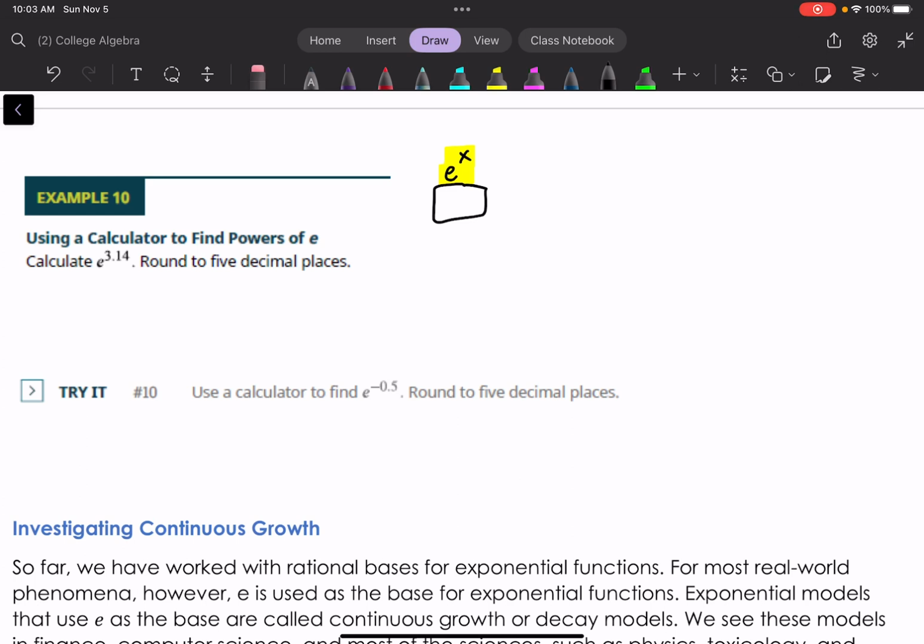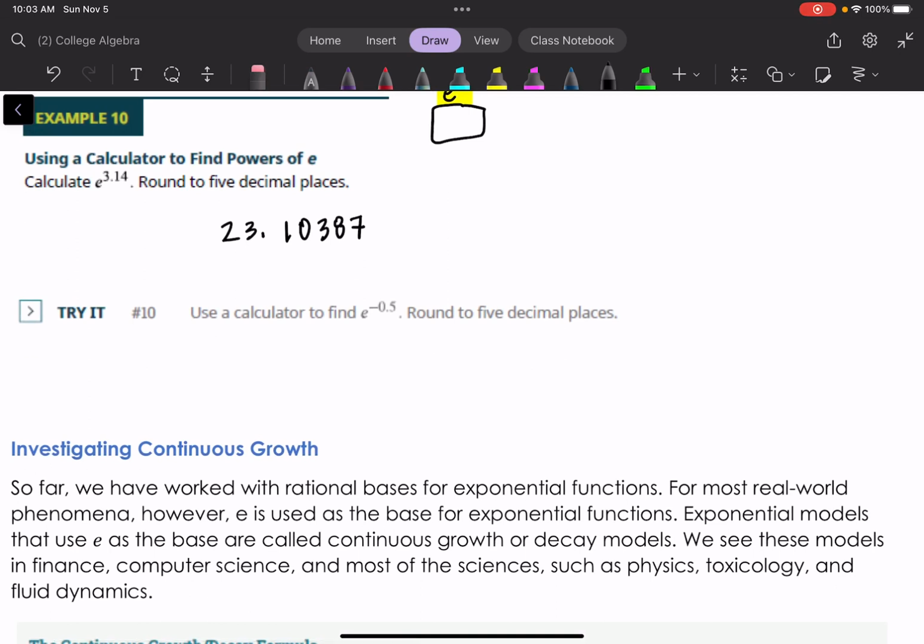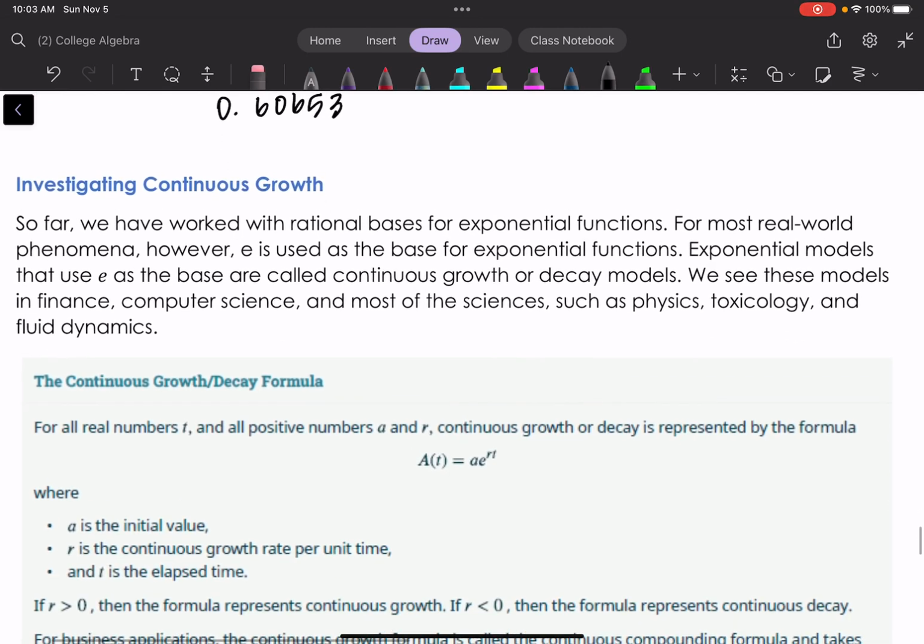And we would find, plugging that in, that e to the 3.14 is 23.10387 approximately. And so now give it a try. Find that button on your calculator and round the value of e to the negative 0.5 power to the nearest 5 decimal places. You should end up with 0.60653 approximately.